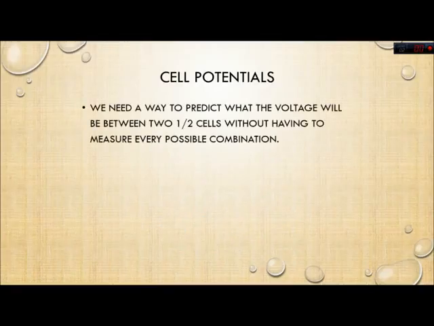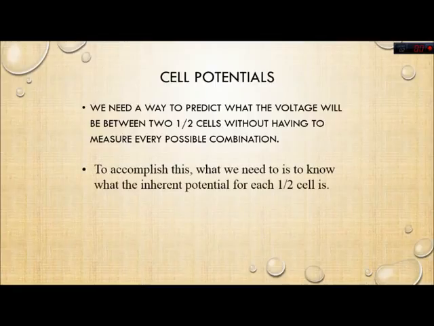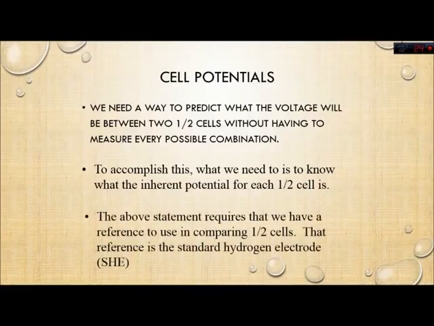Now in the case of cell potential, what we need is to predict what the voltage will be between the two cells without having to measure every possible combination. To accomplish this, we need to know the inherent potential of both of the half reaction cells. This requires a reference so that we can measure the inherent potential of the half cells, and this is done using a reference known as the standard hydrogen electrode or SHE.